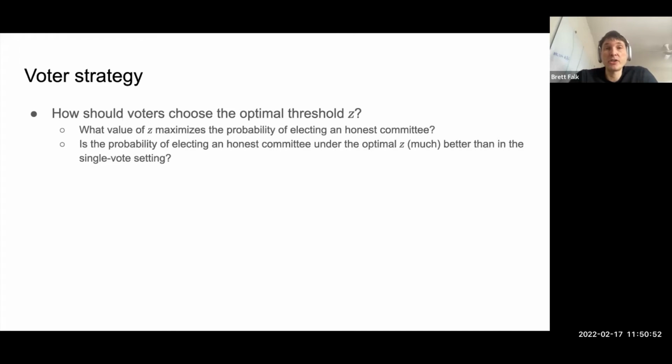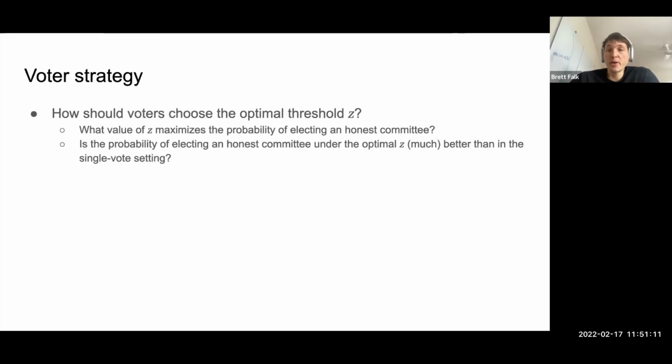But the question is, how should you set this optimal threshold? How many people should you vote for? You see these posterior probabilities, you rank the producer candidates based on the probability you think they're going to be honest. And now how many should you vote for in order to maximize the probability of electing an honest committee?